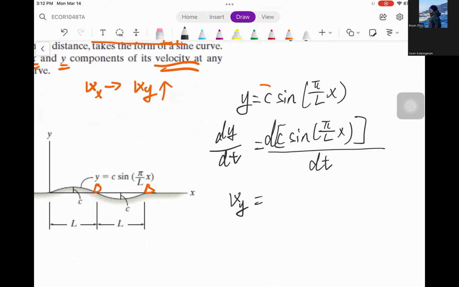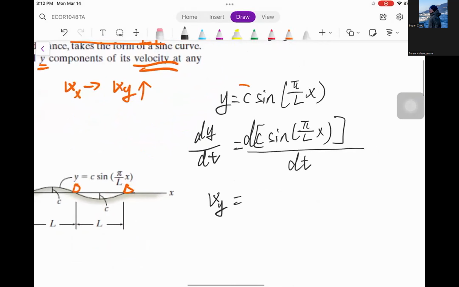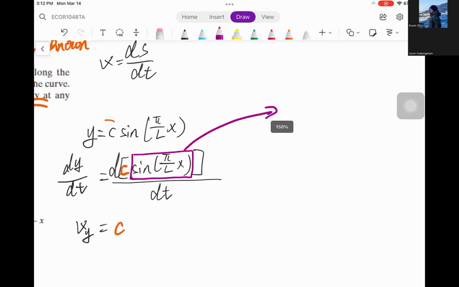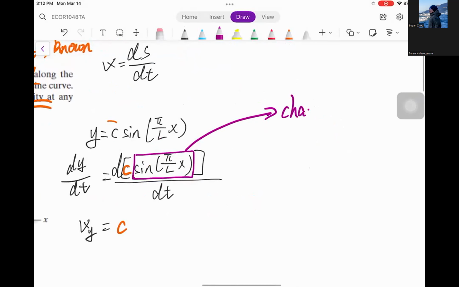And on the right-hand side, we're doing the derivative for the whole equation, one part at a time. For the C, C is a constant, so we can just move it out. And for the part inside here, we need to apply the chain rule. Just a very short review about the chain rule from your last math course.